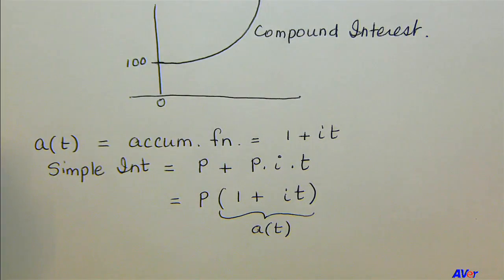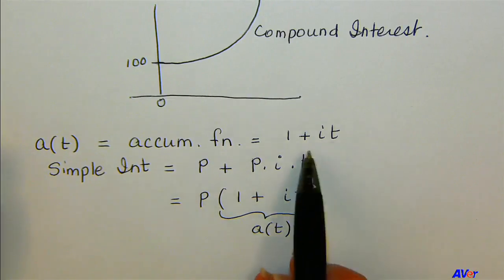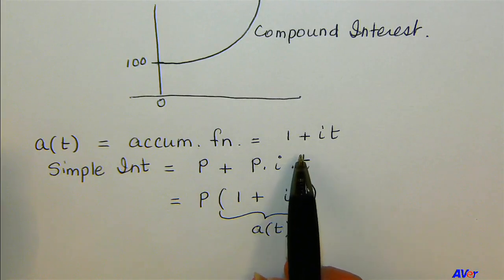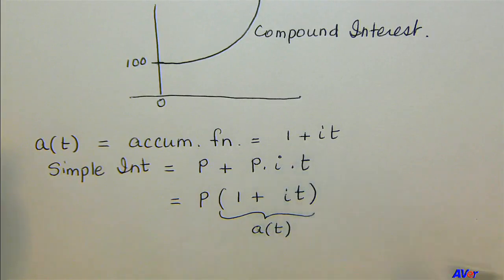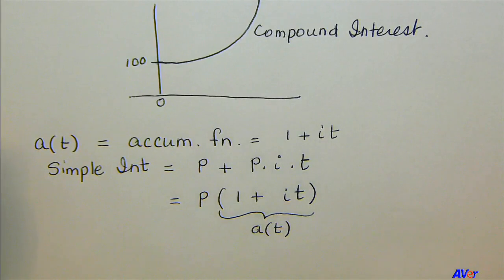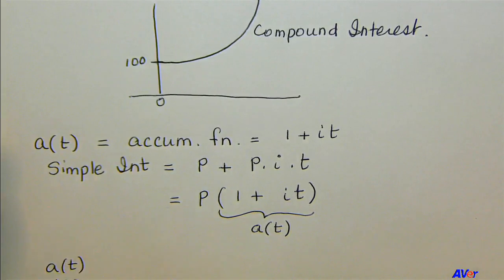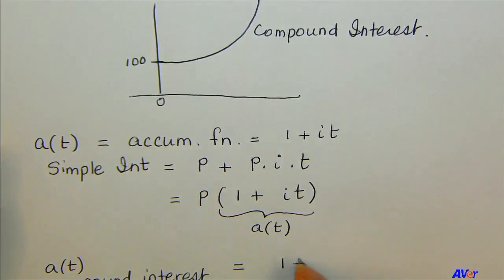How much money would I have at the end of 8 years? I would say 8 times 0.05 is 0.4, right? 0.4 plus 1 is 1.4 times 100. 140 bucks. Get it? Okay. What is A of t for compound interest? It's 1 plus i to the t.